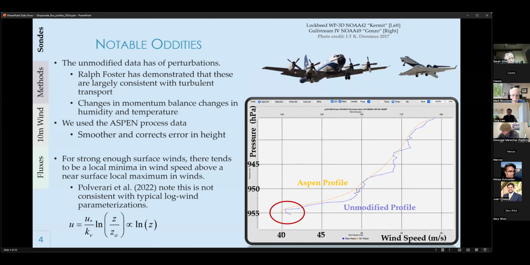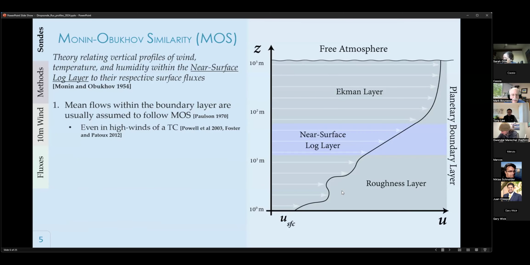One other point to make on these: this looks like it's noisy. Ralph Foster has shown that a lot of the back and forth perturbations in wind speeds are proportional to changes in humidity. And that suggests that they're related to turbulence rather than just noise, which is important.